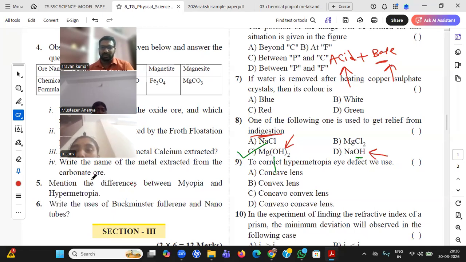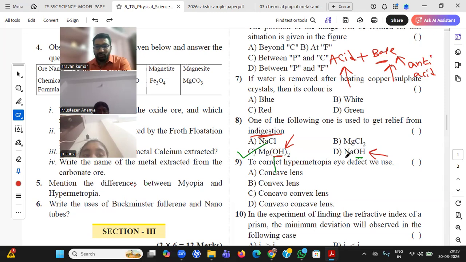Come on, Ananya. Sir, is it because it's an antacid? Antacid. Both are antacids. If acid is more, you are adding base, so this base is anti-acid. Base is nothing but anti-acid. So this is also base, this is also base. Both are antacids only. But why are you not taking this antacid? Why are you taking this antacid? That's the question.